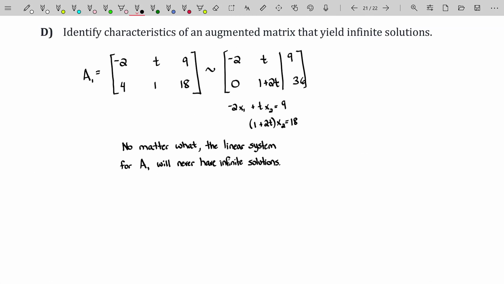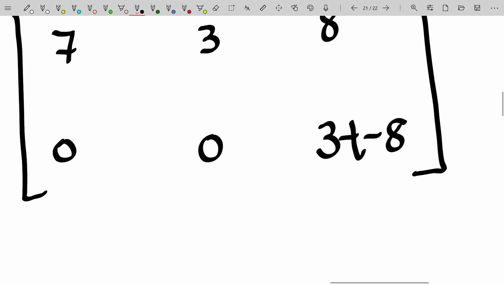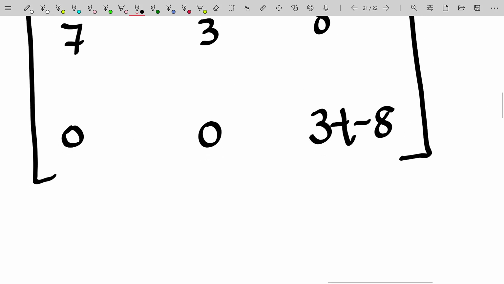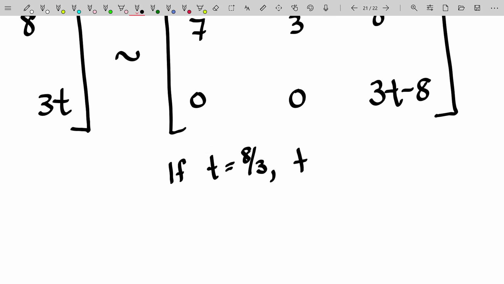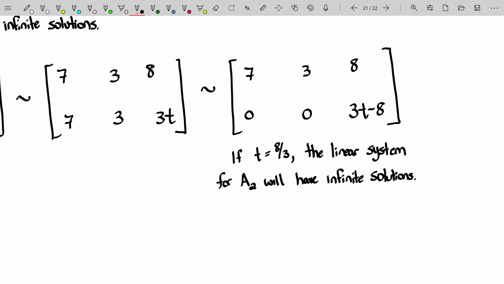On the other hand, for a sub 2, we can actually zero out that entire bottom row if we allow t to equal 8/3. So again, if t is equal to 8/3, the linear system for a sub 2 will have an infinite number of solutions, because we would reduce the complexity of the system to only be 7x sub 1 plus 3x sub 2 is equal to 8. That is a line, and therefore it has an infinite number of solutions.